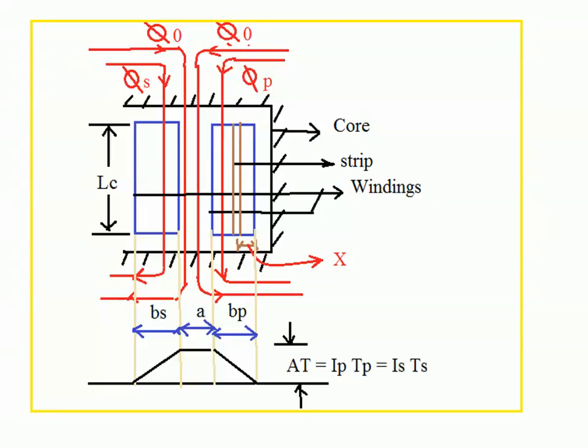Now you see there, LC is the height of the winding. It is a core type transformer. It consists of two windings, one primary winding and one secondary winding. BP is the radial width of the primary winding. BS is the radial width of the secondary winding. In between the primary and secondary windings, ducts are placed for cooling purposes. Hence its width is small a.